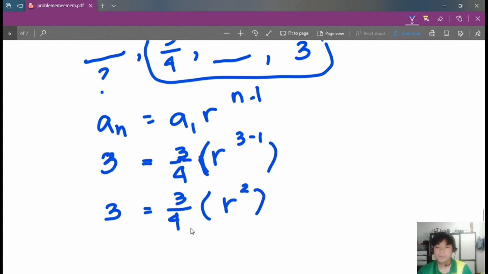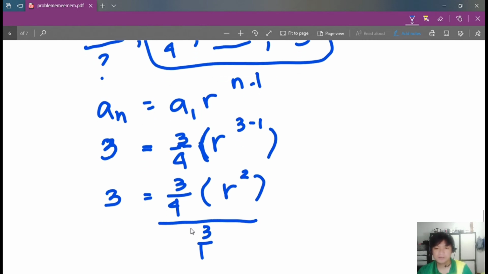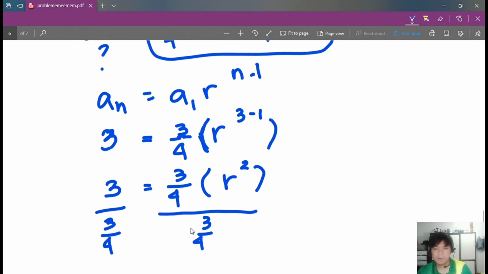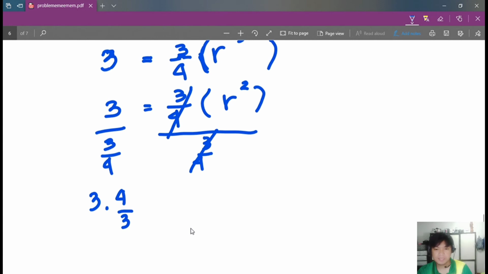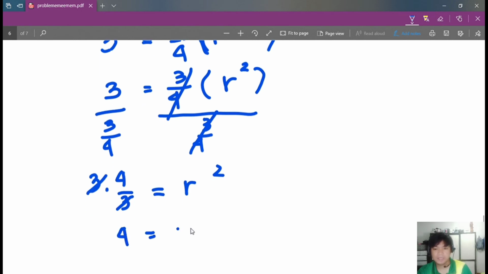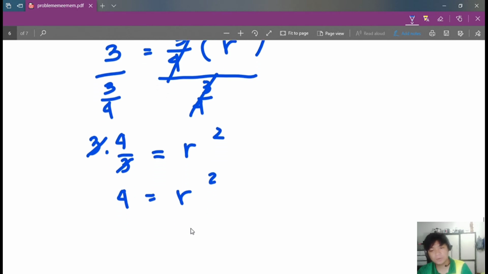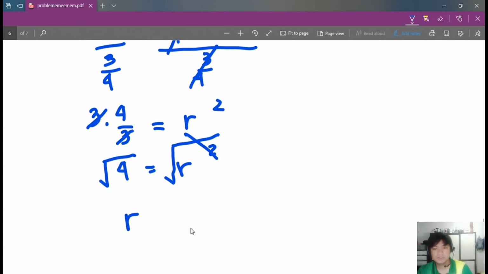3 is equal to 3/4 r squared. Tapos, divide both side by 3/4, 3/4 din dito para ito siya mawala, makancel. So, pag i-simplify natin ito, that's 3 times, get the reciprocal, 4/3. And that is equal to r squared. Pwede makancel yan, so 4. R squared is equal to 4, or 4 is equal to r squared. So, get the square root of both sides para ito mawala na siya. So, r is equal to, since the index here is even, 2 kasi even, so we will have 2 common ratios, that is positive and negative 2.